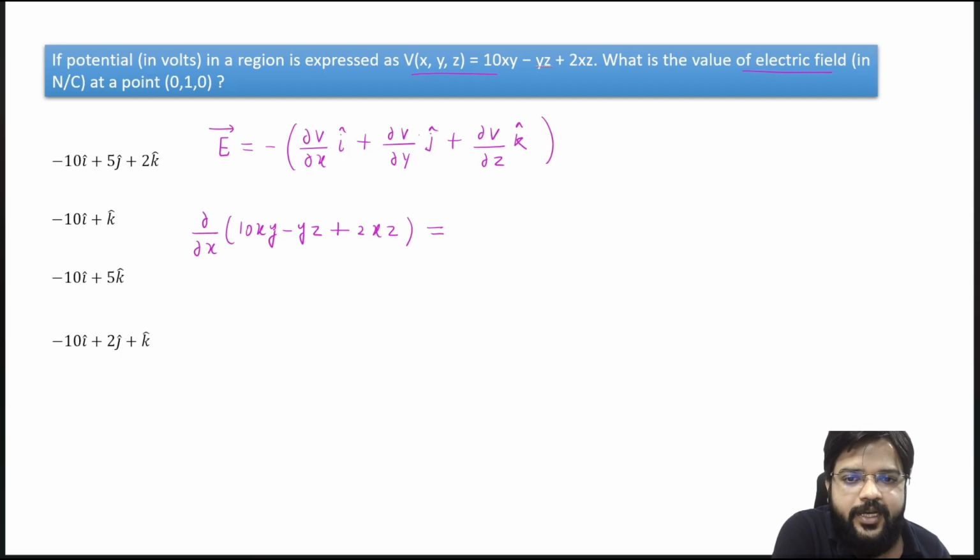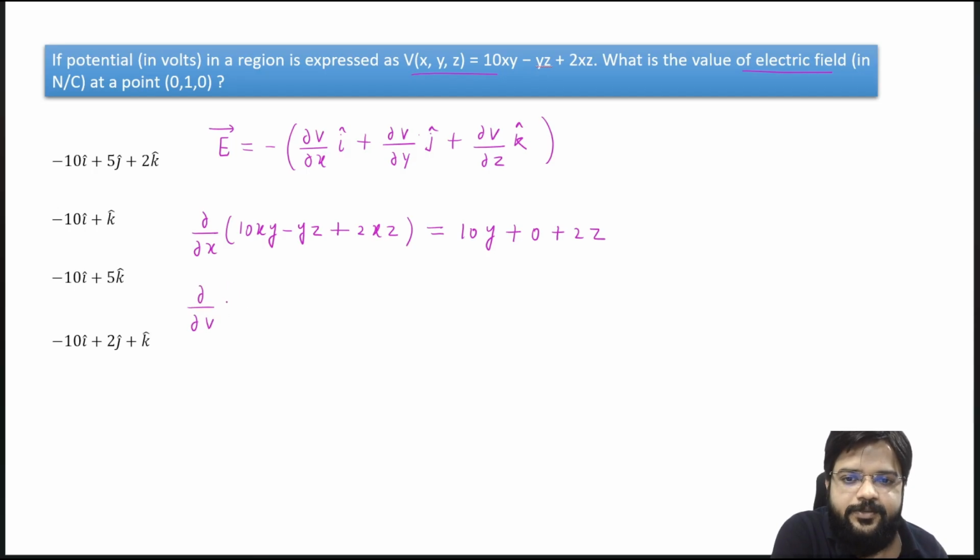So we are doing with respect to x. We have 10xy, x is variable, 10y is constant, and differentiation of x with respect to x is 1. So we are getting here 10y, and here we have minus yz, correct? We are doing with respect to x, so yz is constant, so it is 0. Then 2xz, with respect to x, we will get 2z. Alright, now do it with respect to y, everyone.